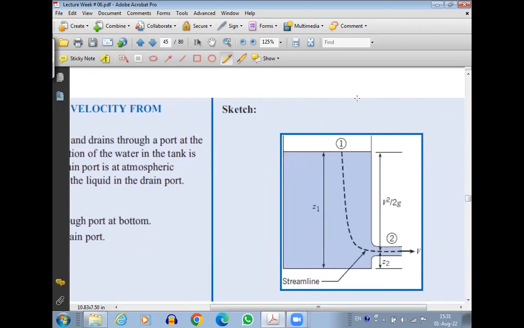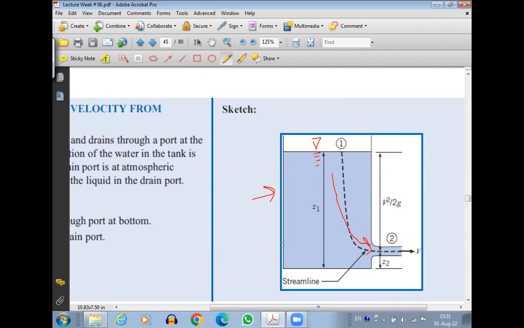So we have a tank here. The tank is open to atmosphere, and there is a hole, a drain port at the bottom of the tank. It's not exactly at the bottom, slightly above the bottom. But what's happening is that the water is now coming out of this drain port.